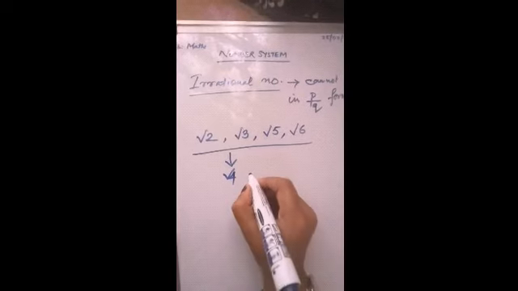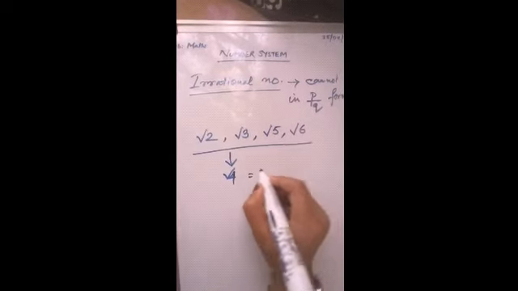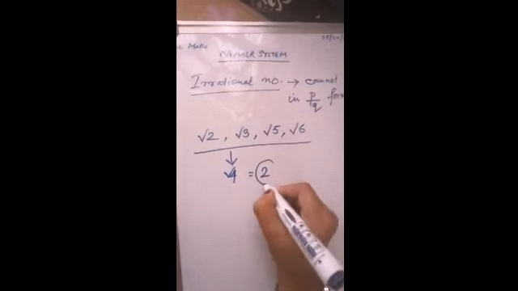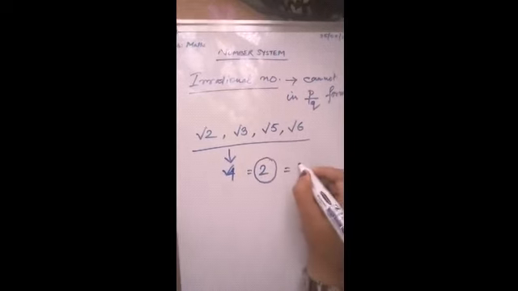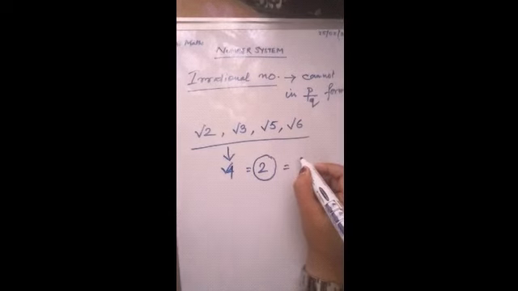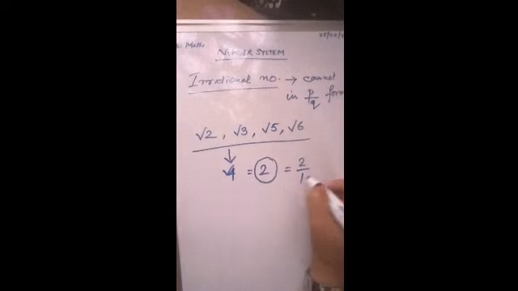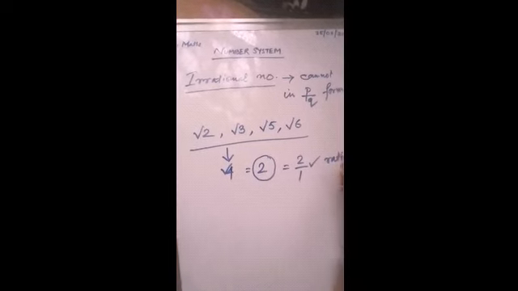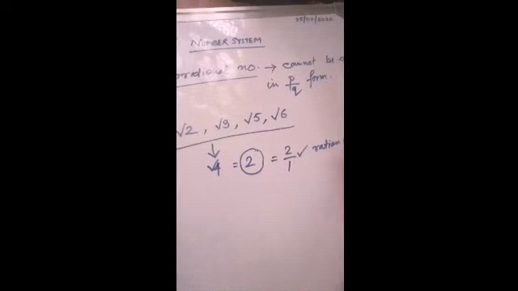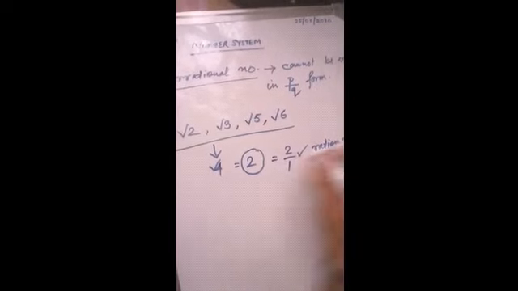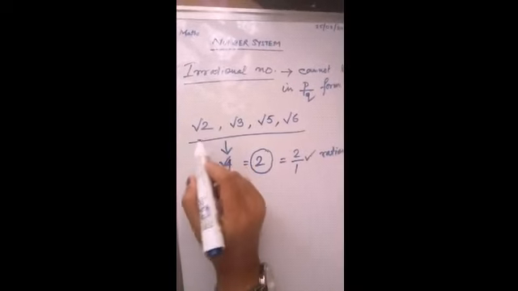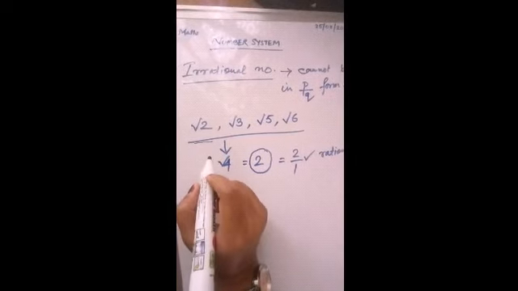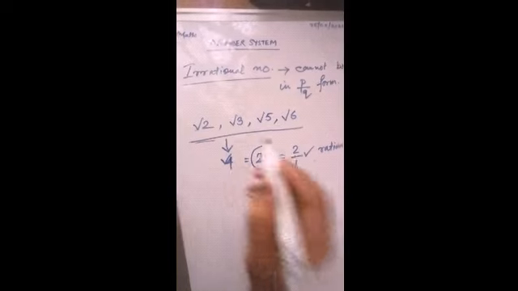Now you see, root 4 is a perfect square and root 4 means 2, right? Now 2 is a rational number. You can express it in P by Q form, that is 2 by 1. So root 4 is a rational number. But can you express root 2? No. Root 2 is not a perfect square, so it cannot be expressed as a rational number.